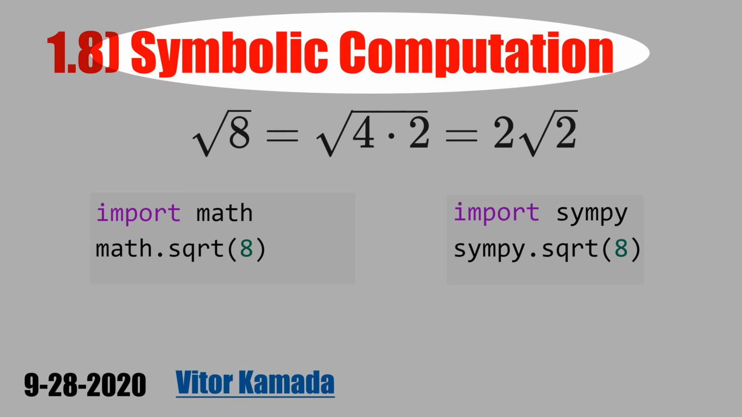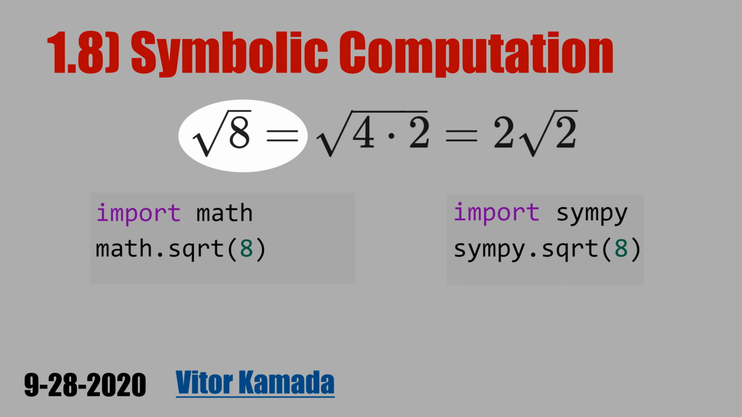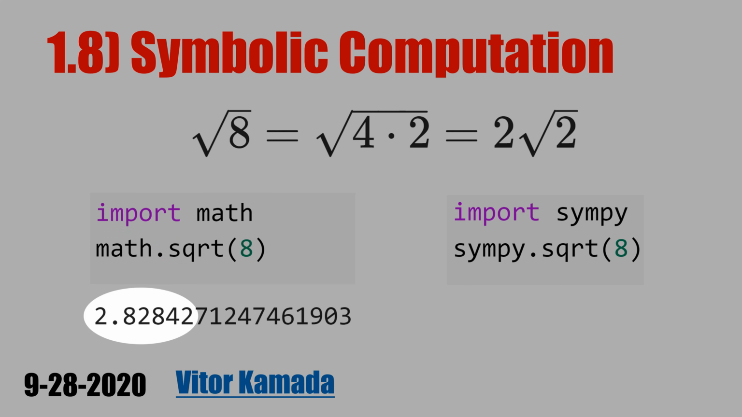In this video, let's understand what is symbolic computation. We know that the square root of 8 can be written as square root of 4 times 2, or 2 times the square root of 2. If you import math and calculate the square root of 8, you get this 2.82. This is an approximation. This is not exactly 2 times the square root of 2.